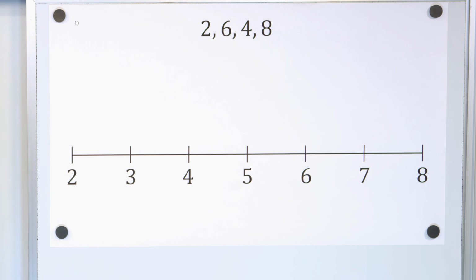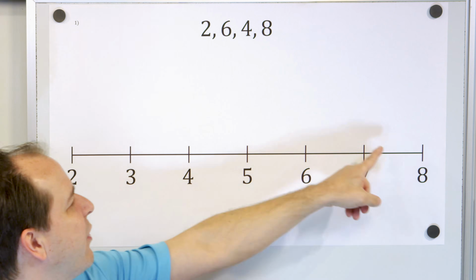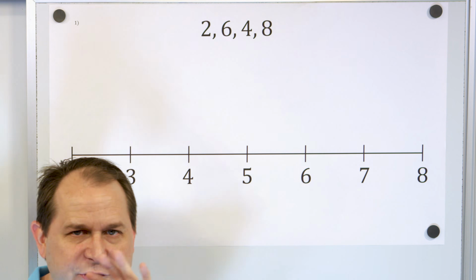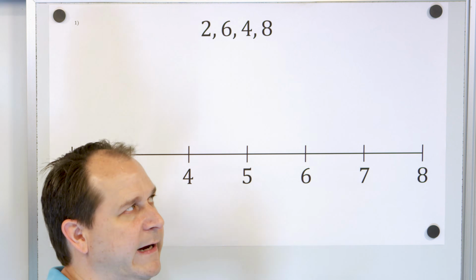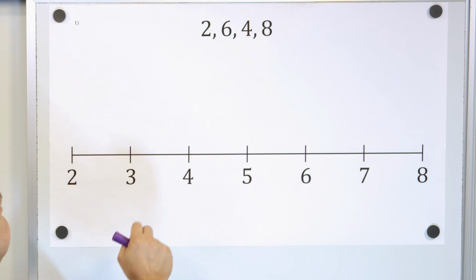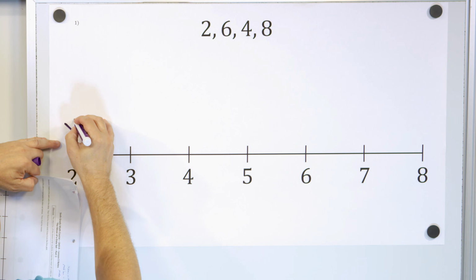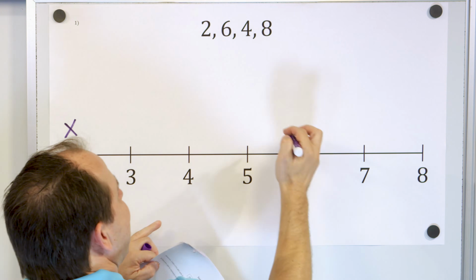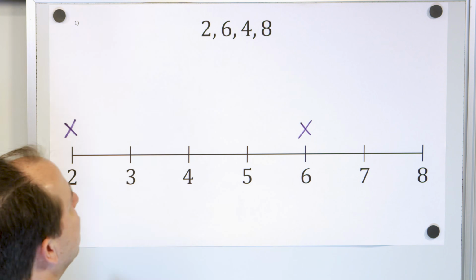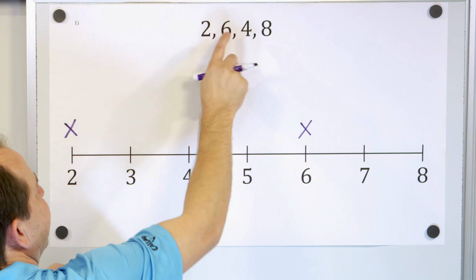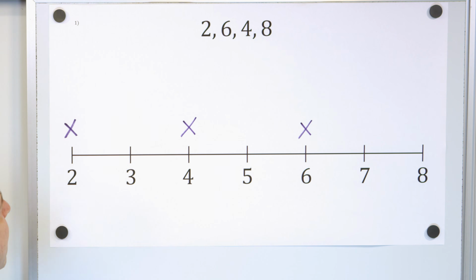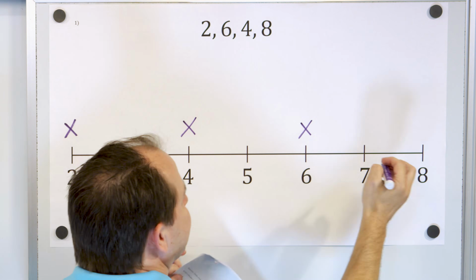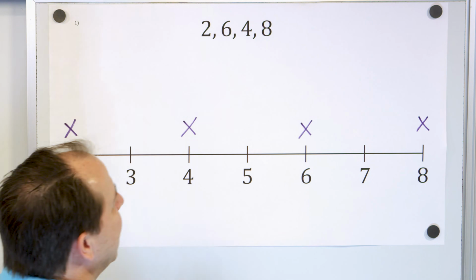Now, before we actually find the mean, we're going to plot these numbers on a line plot so that we can get a visual representation of what this data looks like. So what we have here is somebody that has 2 brothers and sisters. So one x means one person has 2 brothers and sisters, right? Another person has 6 brothers and sisters, so we'll put a single x right there. Another person has 4 brothers and sisters, we'll put a single x right there. And another person has 8 brothers and sisters, we have a single x right there.